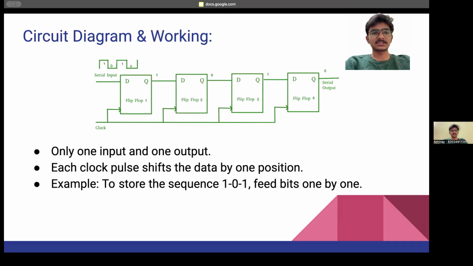As we see on the screen, this is the circuit diagram of the SISO shift register, and the working includes that there will be only one input and only one output in this type of shift register. Each clock pulse shifts the data by one position only. For example, to store the sequence 101 using this type of shift register, we can feed the bits one by one.